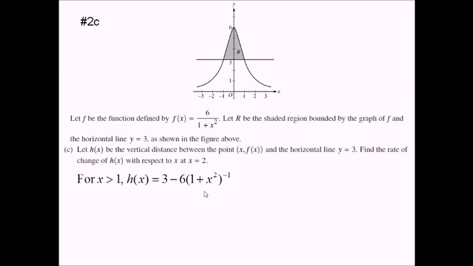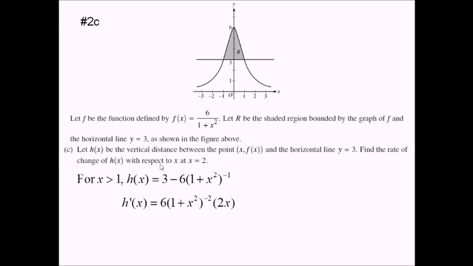All right, time to actually take the derivative of h now. So this 3 gets differentiated away. Using our power rule, negative 1 and negative 6, that's going to be positive 6 times 1 plus x squared to the negative 2 times the tail of 2x. We have an inner function of 1 plus x squared, whose derivative is 2x, so don't forget your chain rule here. And I'm about to plug something in.